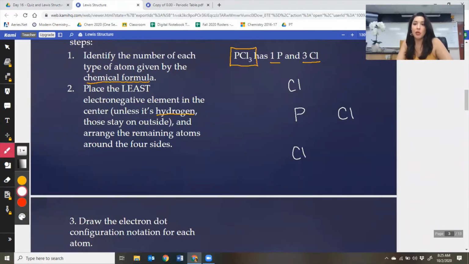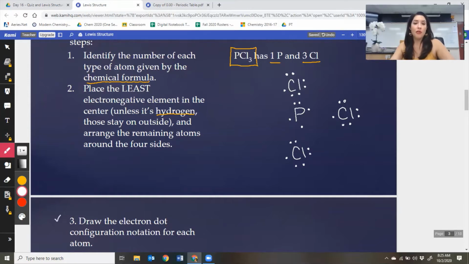So starting at the top and working my way around, I have 1, 2, 3, 4, 5 valence electrons on phosphorus. On chlorine, I start at the top, 1, 2, 3, 4, 5, 6, 7 valence electrons on chlorine. And remember, I always start and add the single electrons on all 4 sides before I go back and add the second electron. That's an important notation thing to note. 4, 5, 6, 7. So we've done number 1, we've done number 2, we've done step number 3.